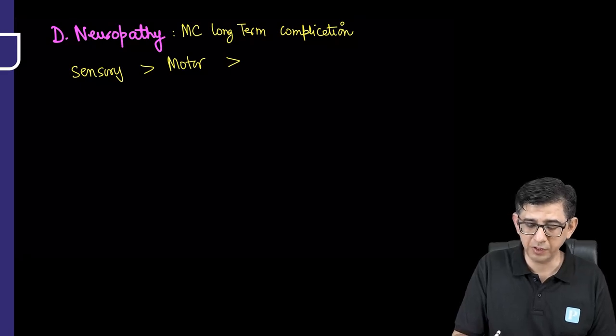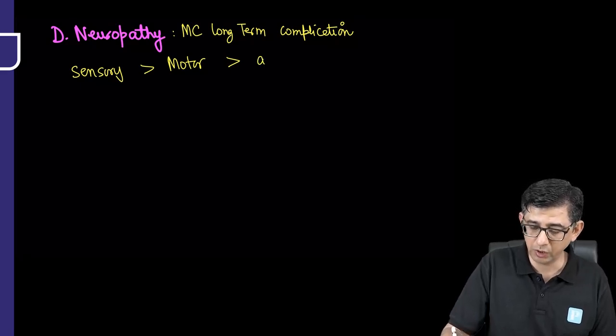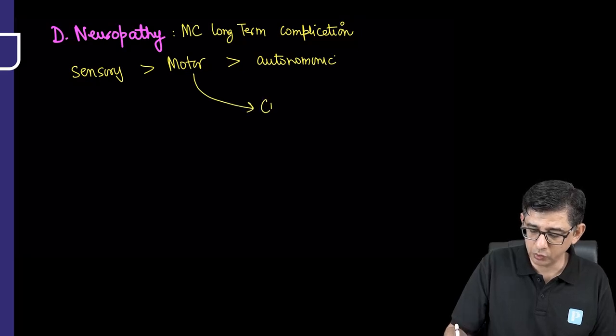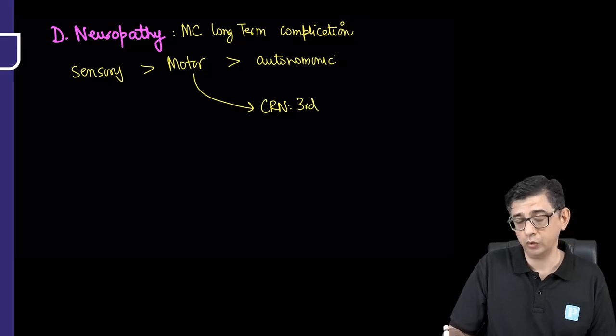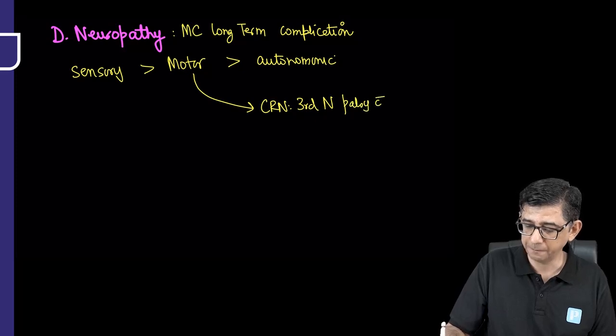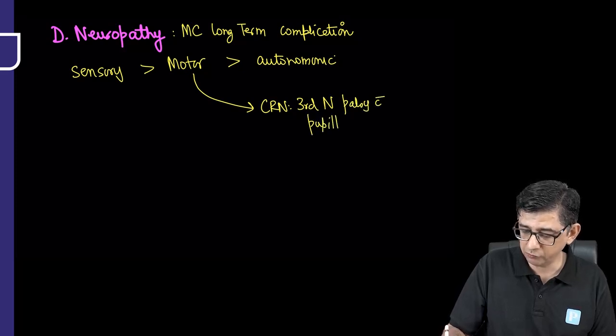So your answer would be, first we have a sensory involvement, then we have a motor involvement, and then we have an autonomic involvement. Now, as far as the motor involvement is concerned, the usual question will say, which is the most common cranial nerve involved in diabetic neuropathy? Then you need to remember it's going to be third nerve palsy with, please remember that word, pupillary sparing. So the light reflex in the patient is going to be preserved.